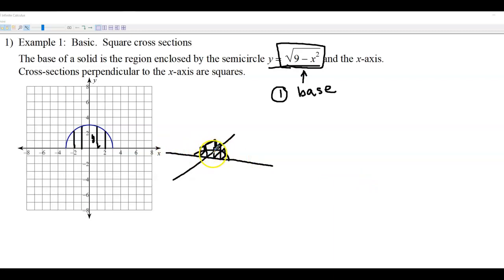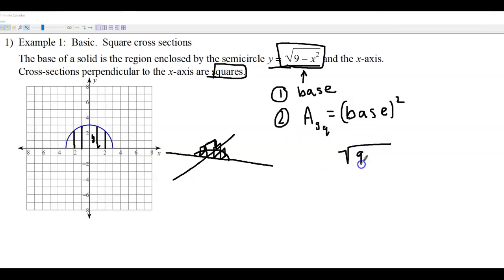Now, each of these squares has a base that's equal to this function. And since it's a square, the height is also that base. And since we're dealing with the area of a square, because that's what it's asking for, I'll put A with a little S right there, so I know we're talking about squares. Matter of fact, I'll put SQ. The area of a square is going to be the base squared, right? So in this case, the area of one of those squares is going to be the square root of 9 minus x squared, squared.